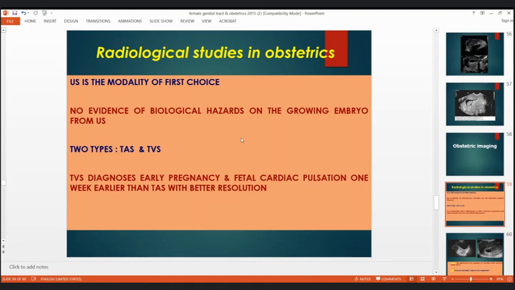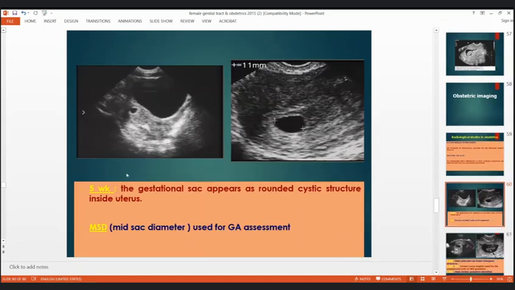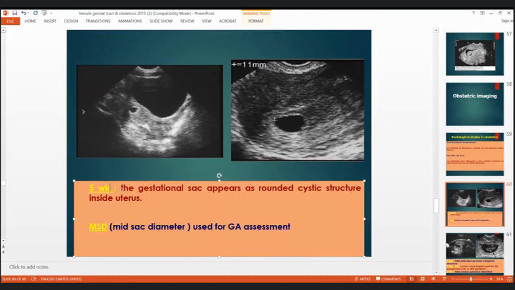Transvaginal ultrasound, TVS, allows early diagnosis of pregnancy and early confirmation of fetal cardiac pulsation 1 week earlier than transabdominal ultrasound and with better resolution. From 5 weeks onward, we calculate 5 weeks from the last menstrual period. The gestational sac appears as a rounded cystic structure inside the uterus. We used to measure the mean sac diameter for assessment of the gestational age before appearance of any fetal structures within the sac.